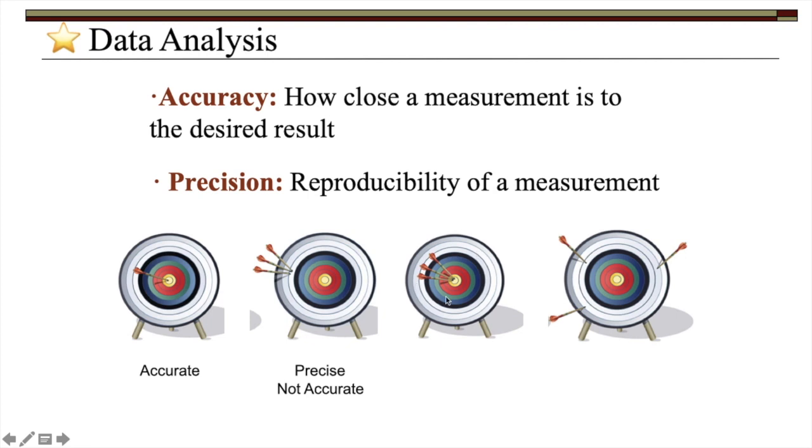In our third one, they were precise again because all of their arrows were in a tight grouping, but they were also accurate because they hit the center. Our last one, however, none of the arrows hit the center of the target and they are all spread out all over the place. So this last one is an example where the archer was not accurate, nor were they precise. So let's look at some examples of what we're going to see in class and on tests for what this will look like.